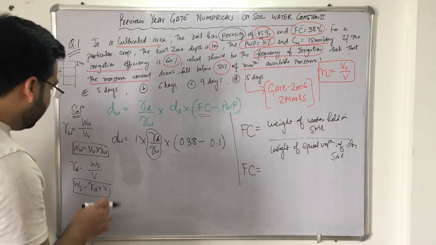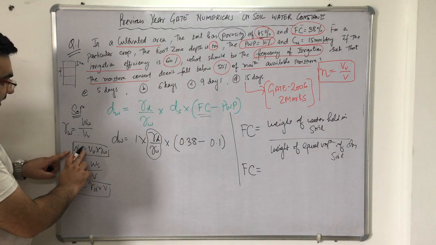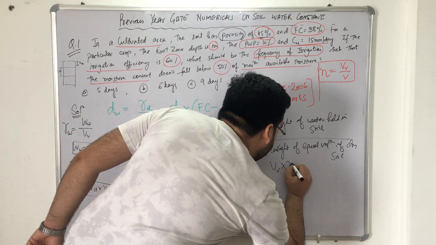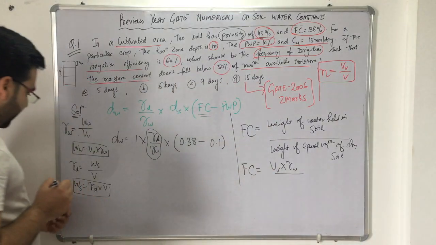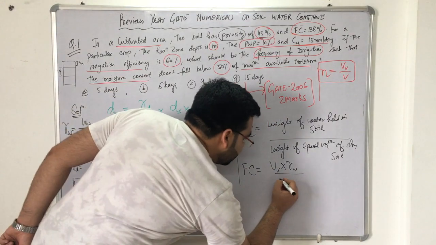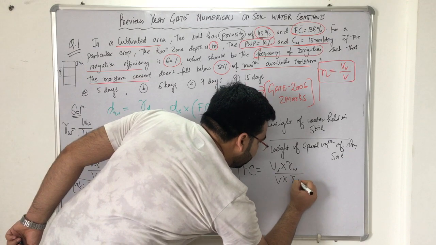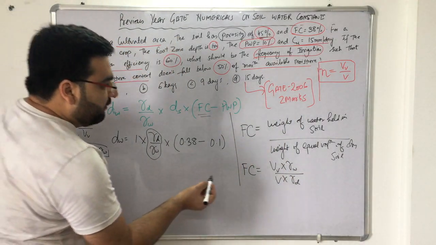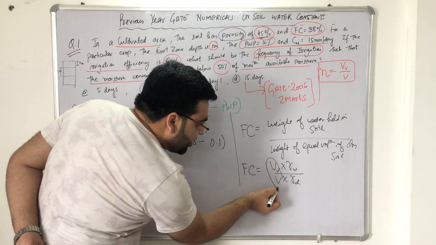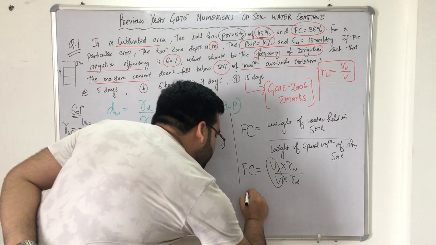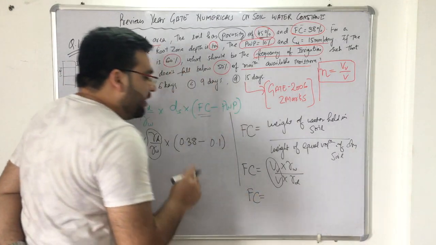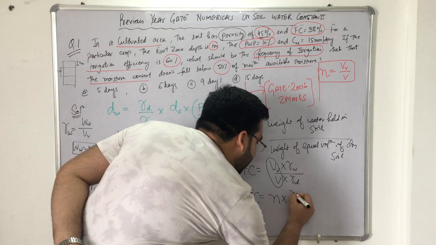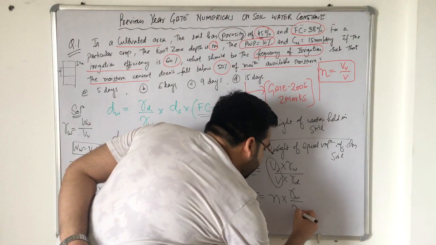So this will be another formula. Let me see here. The weight of water will be equal to volume of voids into gamma W, divided by gamma D into V, so V into gamma D. Now what is porosity? It is volume of voids divided by total volume. So can I write this expression as the porosity? Yes, I can. So field capacity is equal to porosity multiplied by gamma W divided by gamma D.